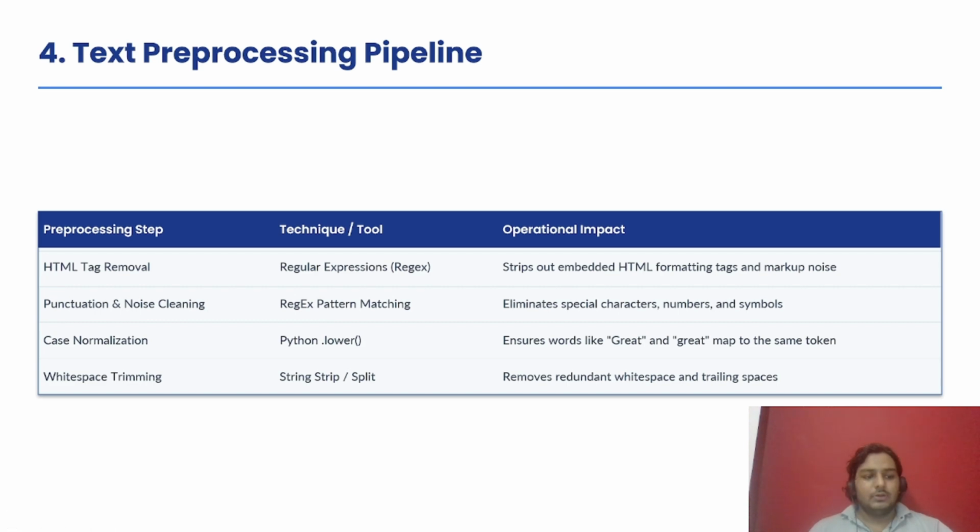To transform noisy raw data into clean input, I built a multi-stage preprocessing pipeline. HTML tag removal: regex patterns stripped embedded markup noise. Punctuation and noise cleanup: special characters, numbers, and symbols were systematically removed. Case normalization: standardized all text to lowercase via Python's dot lower, so words like Great and great map to a single token. Whitespace trimming: redundant spaces and trailing characters were stripped.